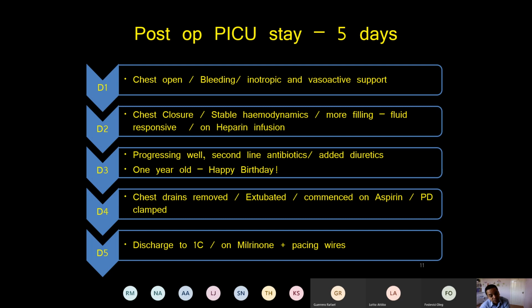We'll come to fluid responsiveness in more detail when we talk about diastolic dysfunction and hypertrophic RV. The patient was progressing very well. Day 3, this is a 1 year old who has already had a full repair. Day 4, chest drains have been removed, extubated, and commenced on aspirin. The PD is still in place but clamped, and the patient is discharged to the ward on milrinone and on pacing.